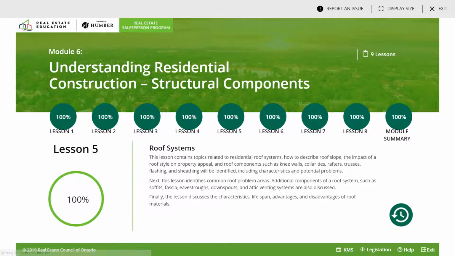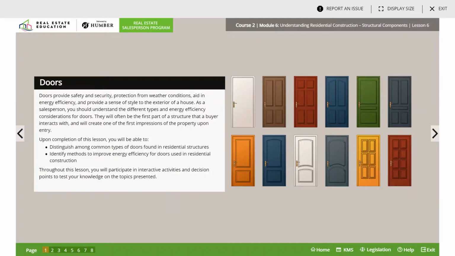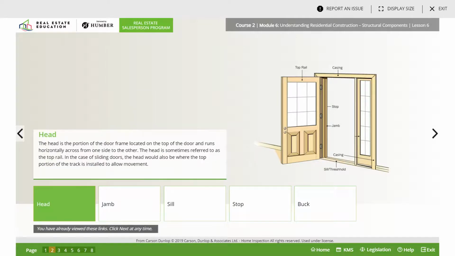Let's skip the next part. So yeah, that was lesson 5. Let's move on to lesson 6. Lesson 6, they talk about doors. Super small lesson, so let's go over it quickly.